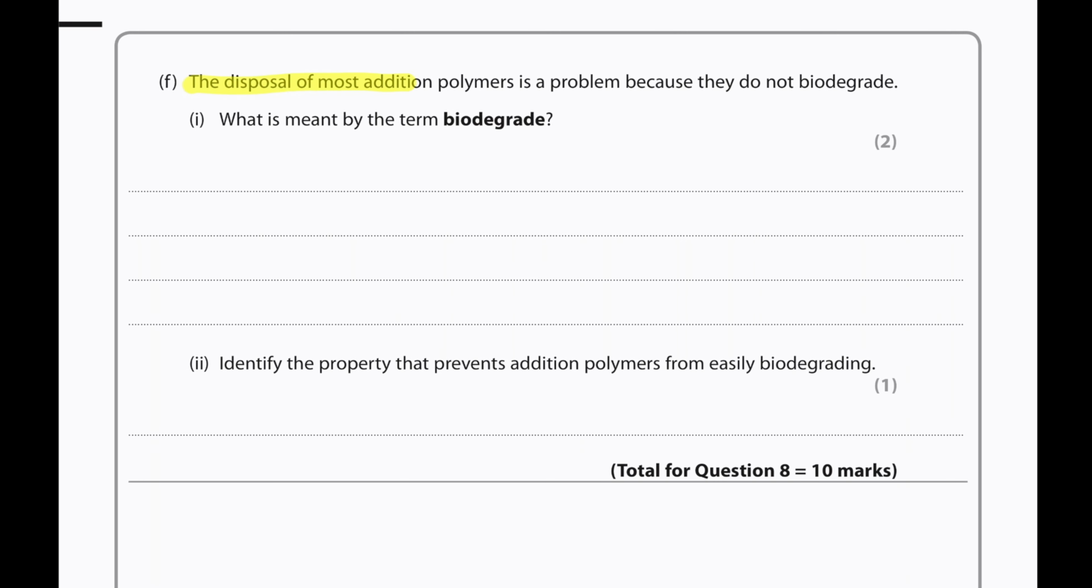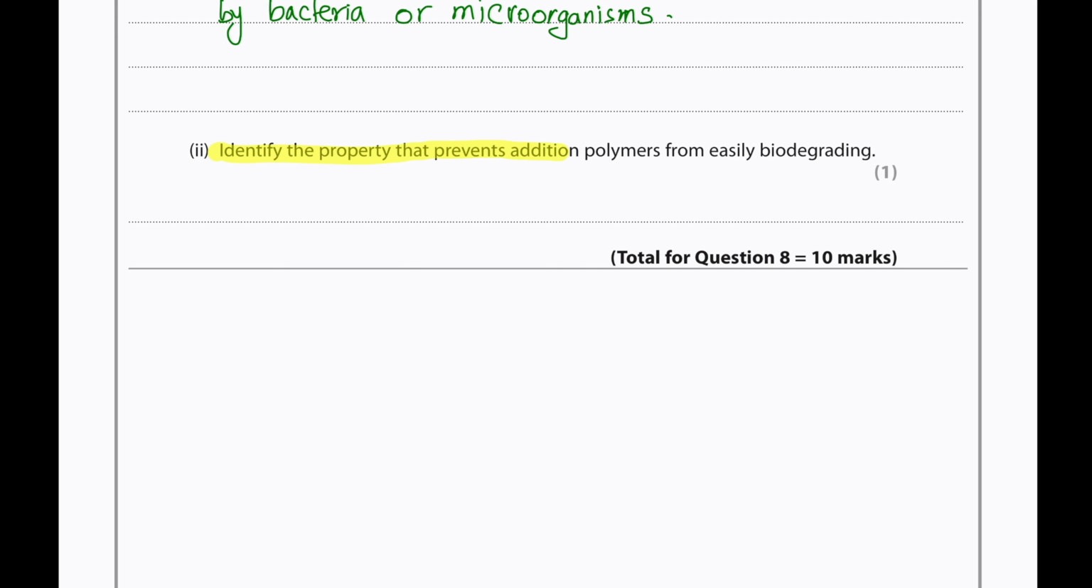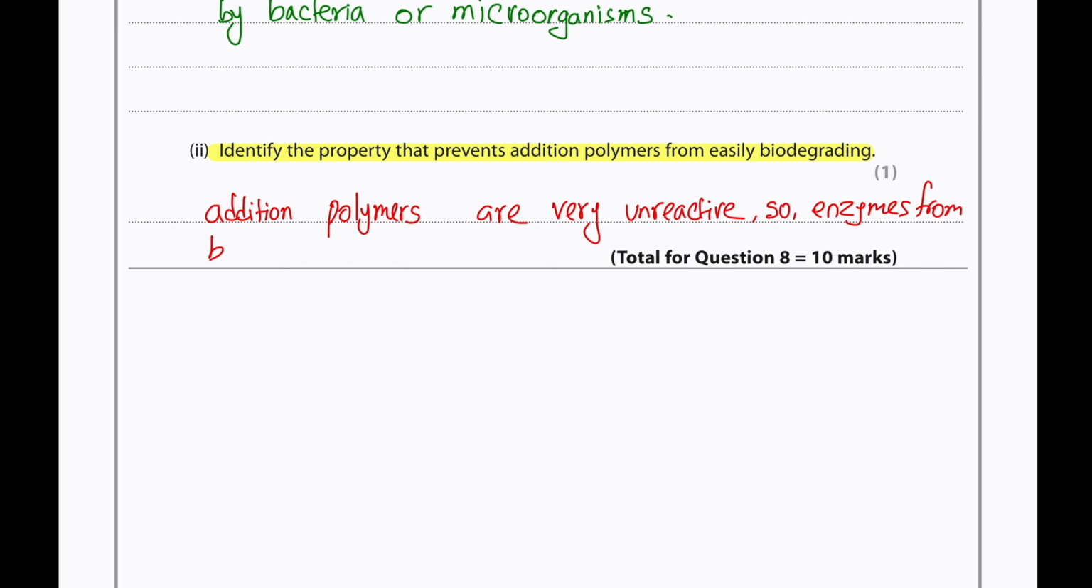The disposal of most addition polymers is a problem because they do not biodegrade. What is meant by the term biodegrade? A biodegradable polymer is a polymer that breaks down or decomposes in nature by bacterial or microorganism action. Identify the property that prevents addition polymers from easily biodegrading. Addition polymers are very unreactive, so they do not interact with bacterial or microorganism enzymes.